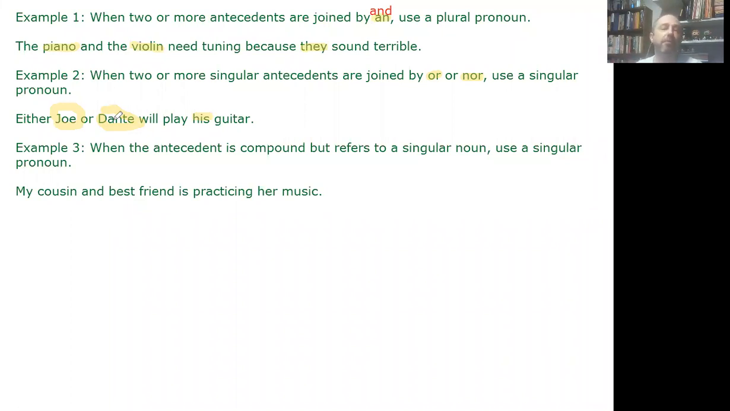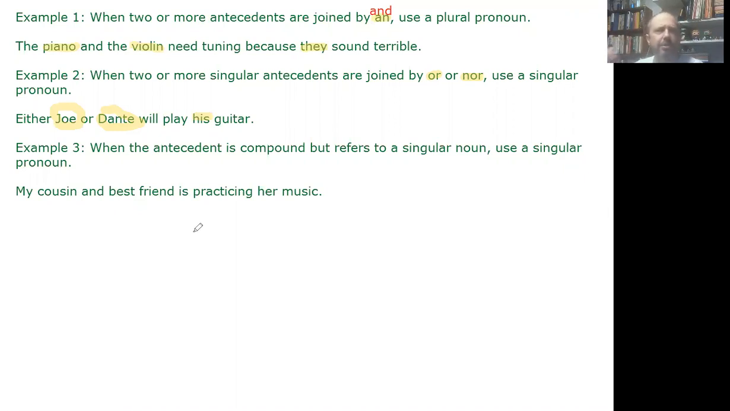Now, for example 3, this is kind of the weird one. We might end up in a situation in a sentence where the antecedent for a pronoun is compound, but we're still only talking about one person, place, or thing. So let's look at this example. My cousin and her best friend is practicing her music.